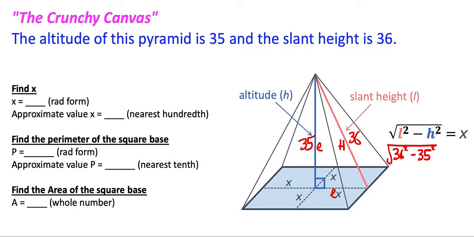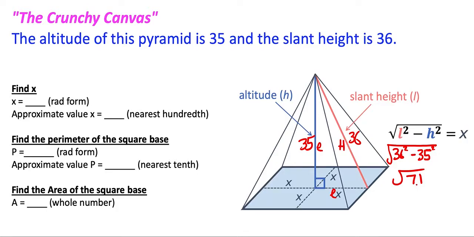There we go. 36 squared minus 35 squared is 71, so this would be the square root of 71. Now I'm not going to square root it yet. I'm going to simplify it because if you look carefully, it says find x but leave it in rad form.